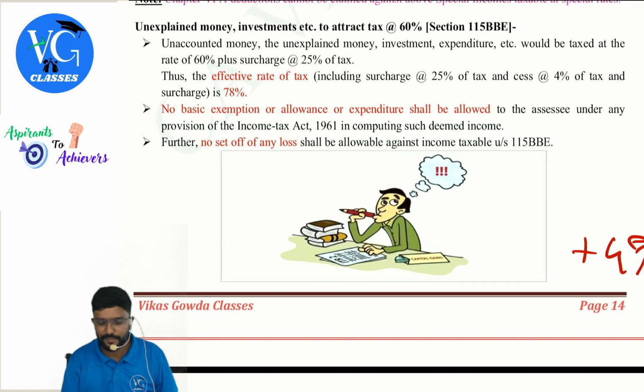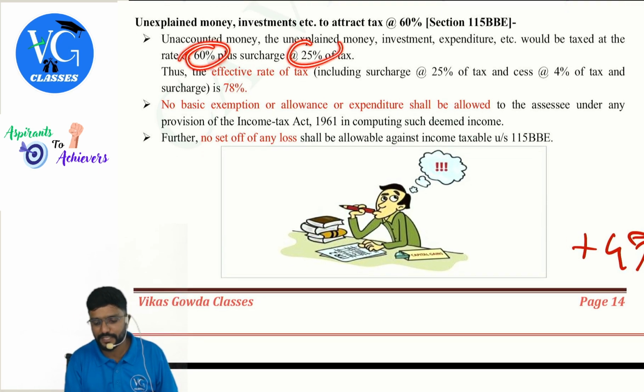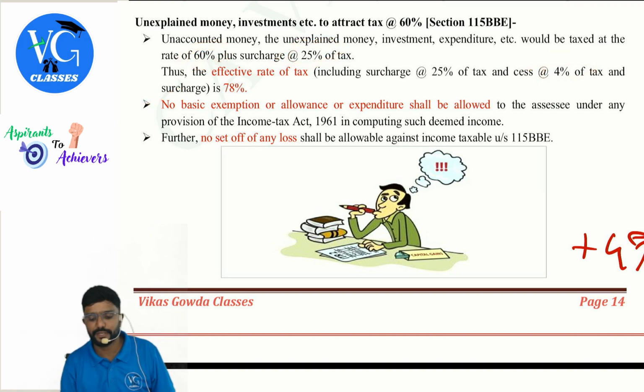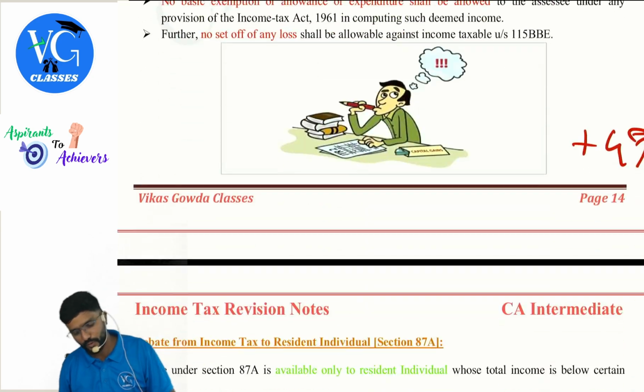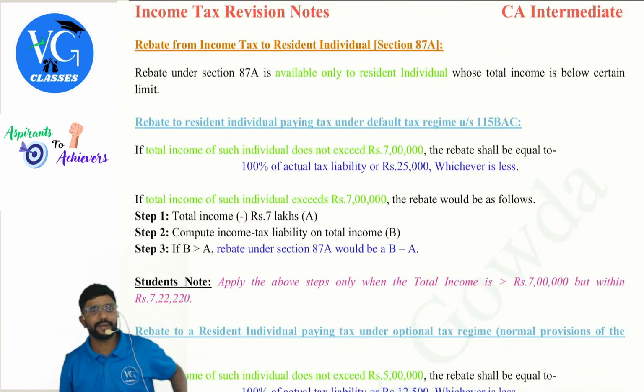These unexplained incomes are taxable at 60% plus surcharge 25%, plus 4% cess. Then you cannot claim any basic exemption limit, you cannot claim any allowance or expenditure against the income, and you cannot set off any loss against this income. Okay, so sir, what about capital gain special income? Can you set off loss? Yes, we will see that in the last chart.